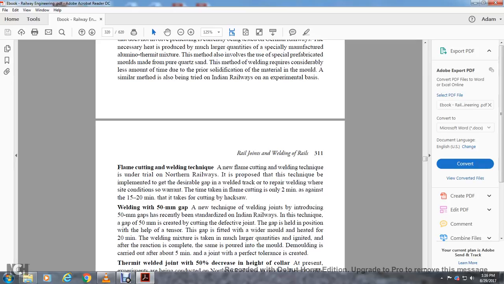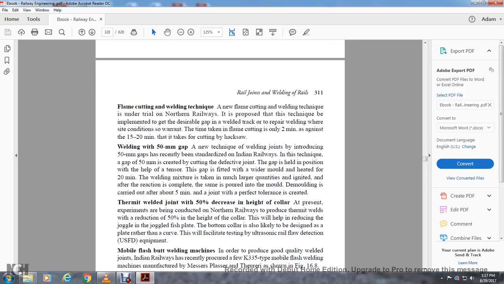Welding with a 50mm gap. The technique of weld joints with a 50mm gap has recently been standardized in Indian railways. The gap of 50mm is created by cutting out the defective joint. The gap is held in position with the help of a tensor. The gap is filled with a wider mold, heated for 20 minutes. The welder makes sure a larger quantity of thermite is ignited. After the reaction is complete, the molten metal is poured into the mold. Demolding is carried out after 5 minutes, and the joint is perfect with tolerance.